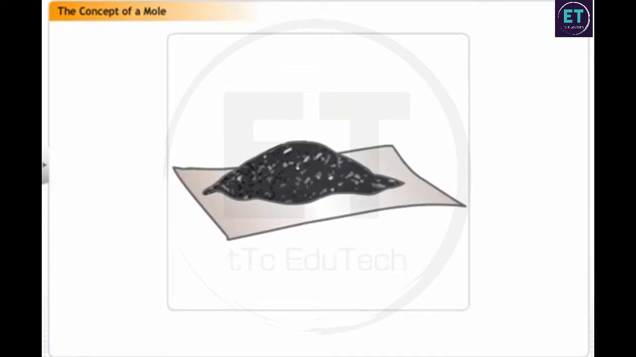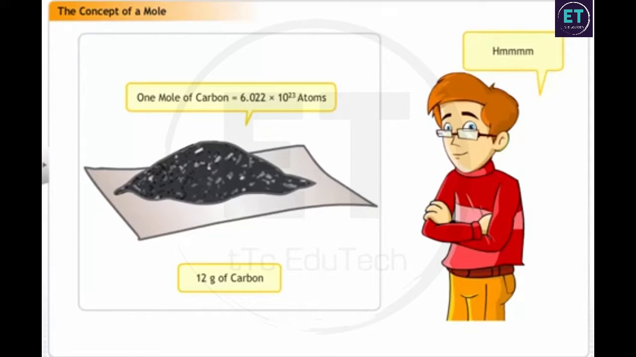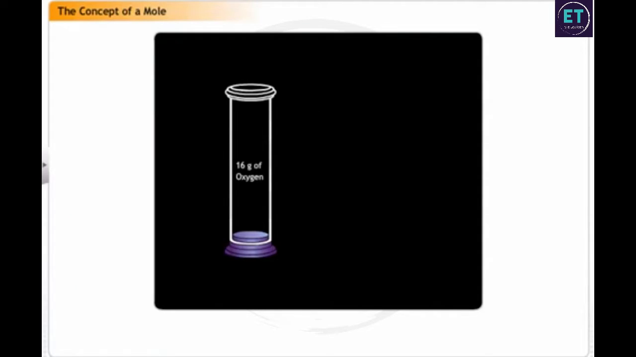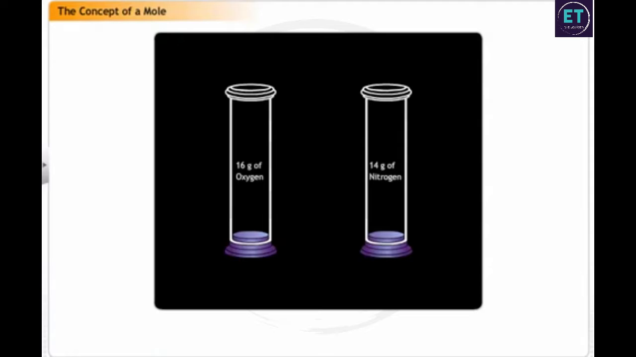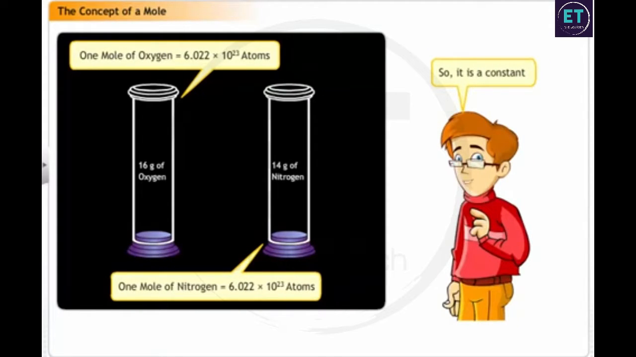Here is an example. The number of atoms present in 12 grams of a carbon-12 isotope, which is equal to 1 mole of carbon, contains 6.022 multiplied by 10 to the power of 23 number of atoms. Similarly, 16 grams of oxygen and 14 grams of nitrogen, which is also equal to 1 mole, contains 6.022 multiplied by 10 to the power of 23 number of atoms. So, it is a constant.